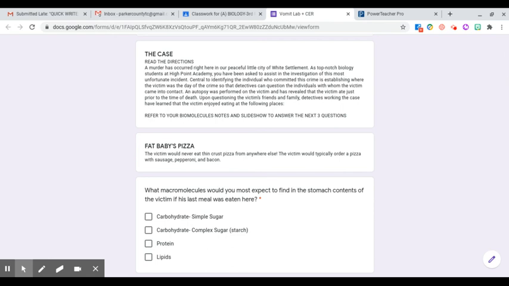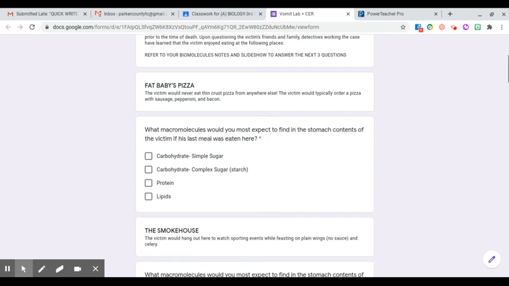Basically, there is a scenario where you, as a High Point biology student, are assisting in an investigation. What you're trying to figure out is who was the killer at this murder mystery party that you're at. So you'll read the description and then you'll move on to the next question.